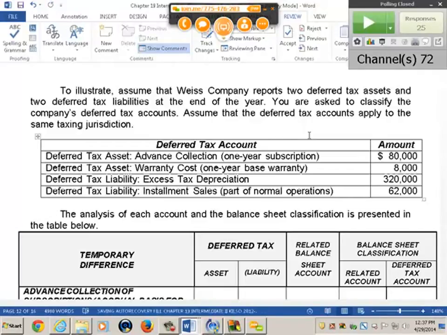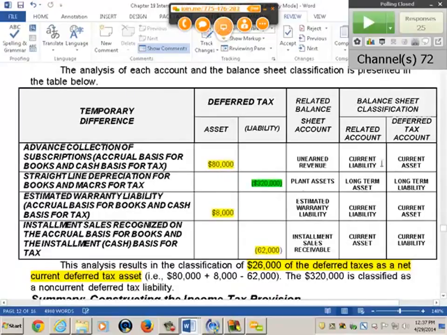1-year warranty. Depreciation, deferred liability. Why? Well, you've got accelerated for tax, straight line for book, and another DTL, installment sales used for taxes. On our books, we decided to use the accrual basis. We recognize the full amount, cash basis used for tax purposes. So here's what we need to do.